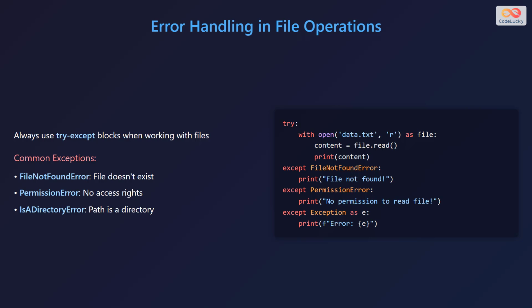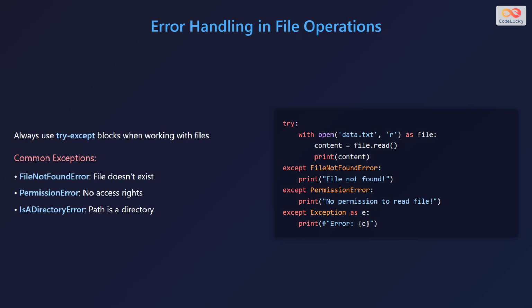FileNotFoundError, which occurs when the file does not exist. PermissionError, which occurs when you don't have the necessary access rights to the file, and IsADirectoryError, which occurs when you try to open a directory as if it were a file.